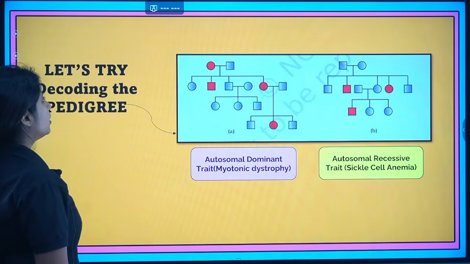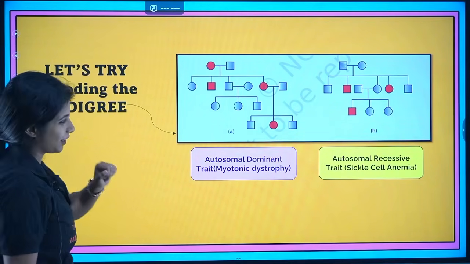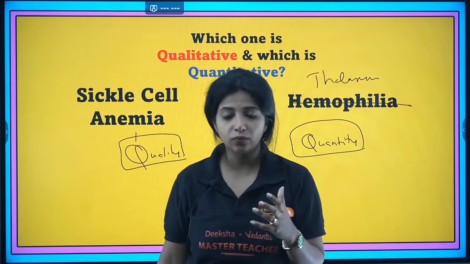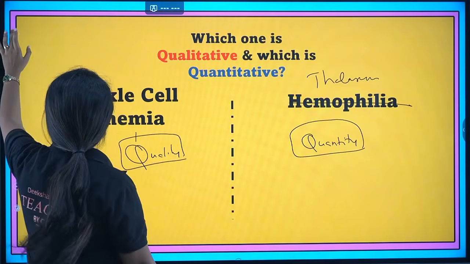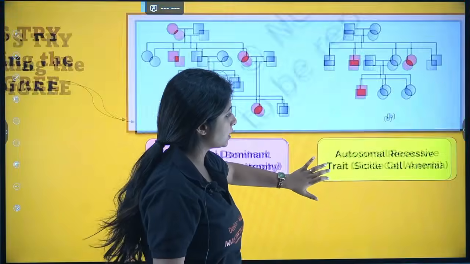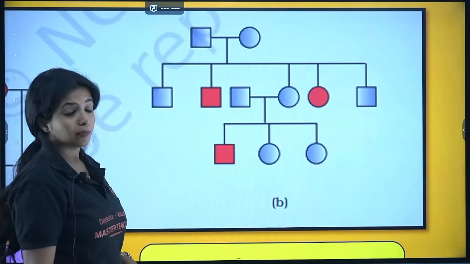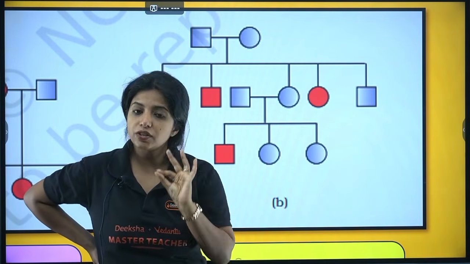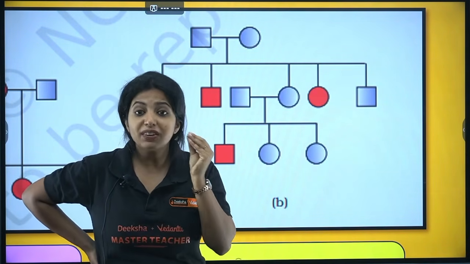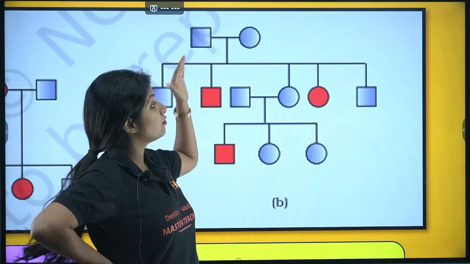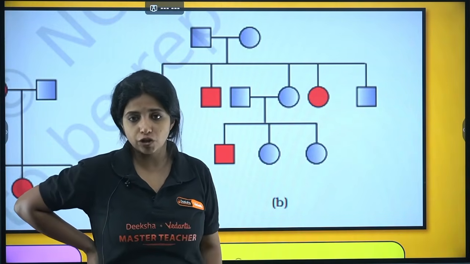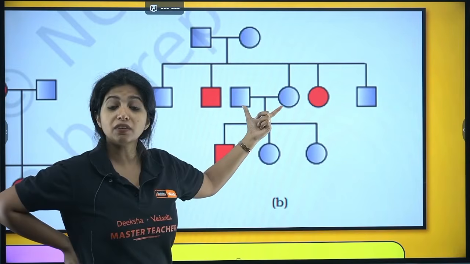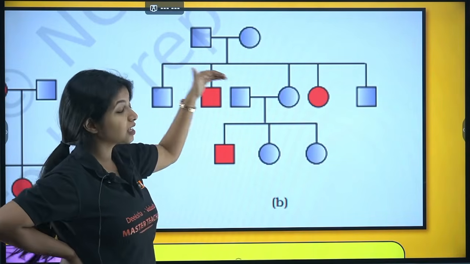Okay. Now let's try decoding the pedigree. As I told you, in your NCERT all the things which are explained well are recessive disorders, right? So over here you have the sickle cell anemia pedigree chart. Sickle cell anemia is an autosome-linked recessive disorder. Whenever it's recessive, how do you spot it? Recessive disorders are not found in every single generation. They show skipping of generation. Here the parents are not affected, but the children are. Here the parents are not affected, but the children are. This is skipping of generation.